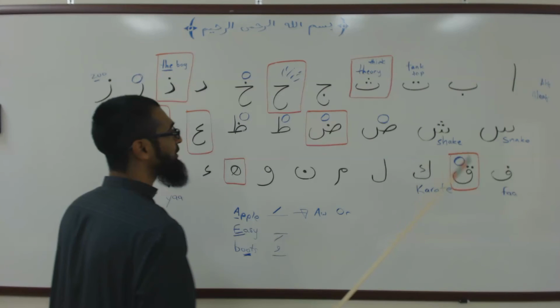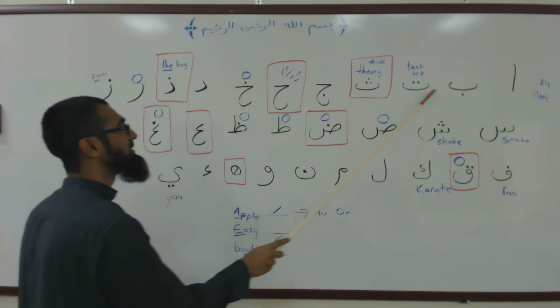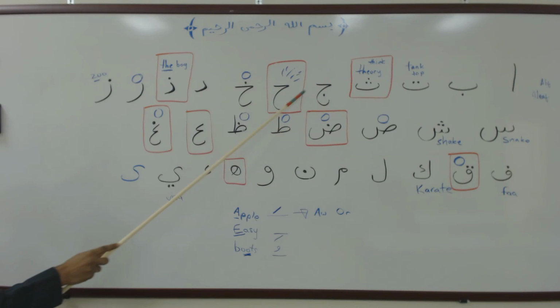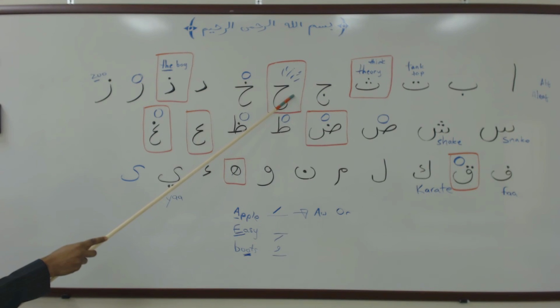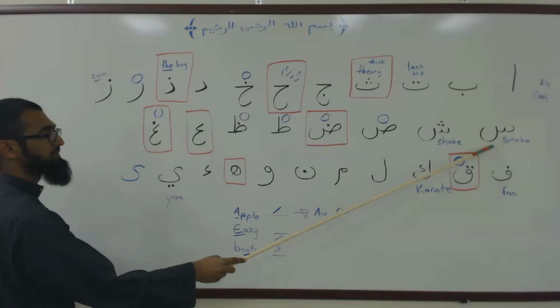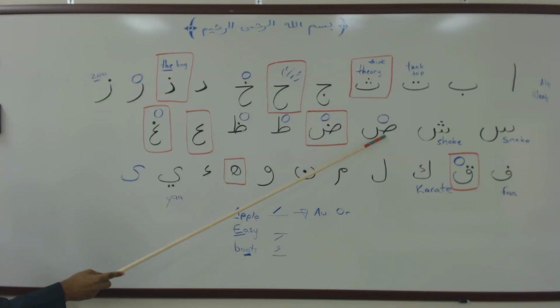So let's say it one more time, and then we'll mix it up, and then we'll end. Alif. Ba. Ta. Fa. Tha. Jim. Ha. Kha. Dal. Ra. Zai. Sin. Shin. Sad.